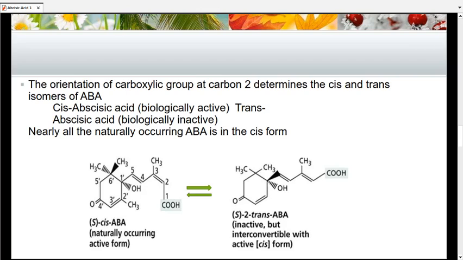We see the orientation of the carboxylic group at carbon 2 determines the cis and trans isomer of abscisic acid. Cis abscisic acid is biologically more active than trans abscisic acid. Nearly all the naturally occurring abscisic acid is in the cis form. We see here the naturally occurring cis form and this is the trans form. Cis form is the active form.